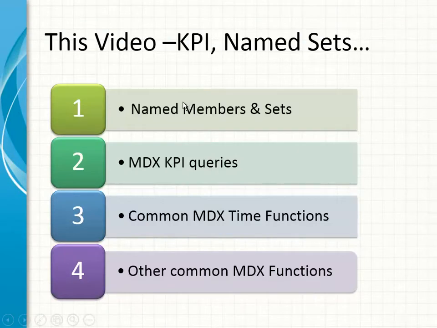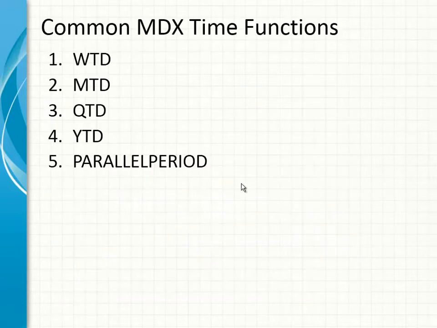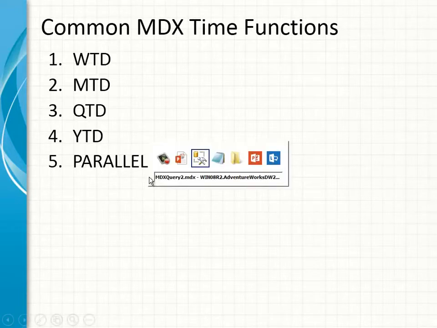The next item to cover is commonly used time functions in MDX. Some of them that we'll take a look at are week to date, month to date, quarter to date, year to date, and the parallel period. Parallel period, we also got a glimpse of that in the named members and the named set where we did a trend query. Let me switch to SQL Management Studio.